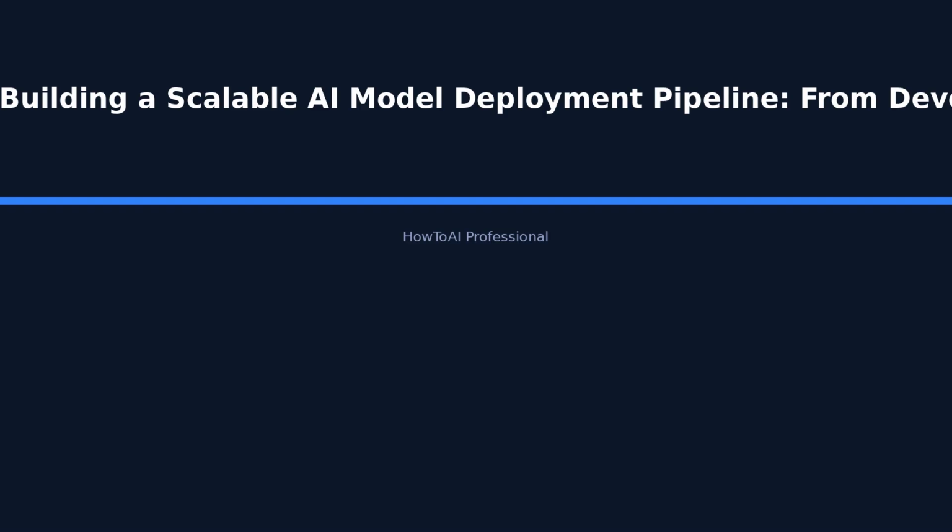The deployment process can be broken down into several key stages: development, versioning, testing, deployment, monitoring, and maintenance. Each of these stages is essential to ensure that your deployment pipeline is not only functional but also scalable. Section 2: Development Phase. The first phase of our pipeline is the development phase. This is where the magic begins.